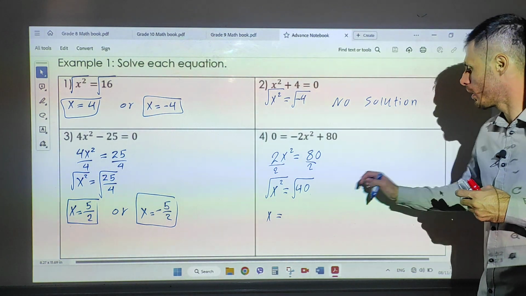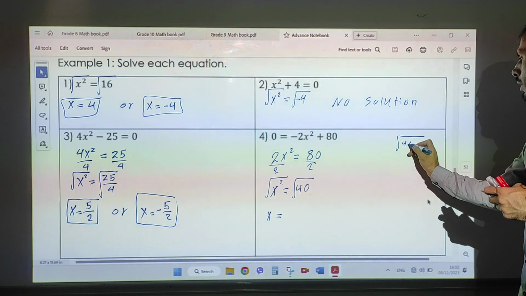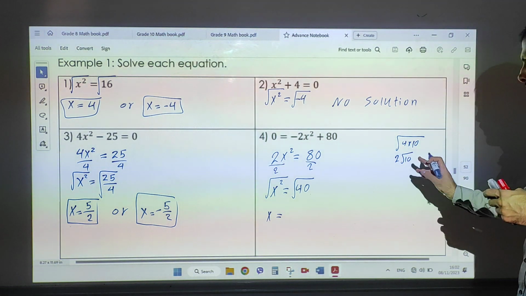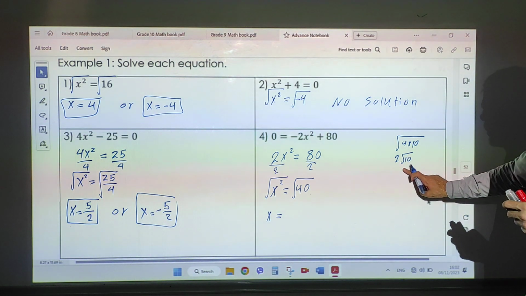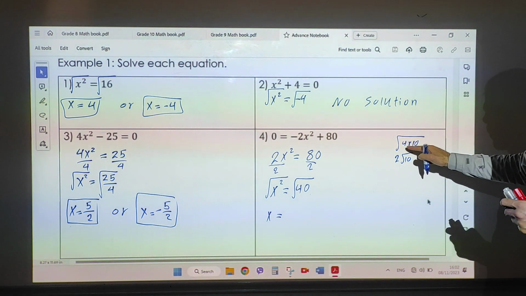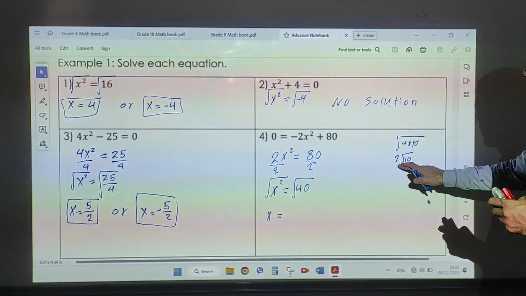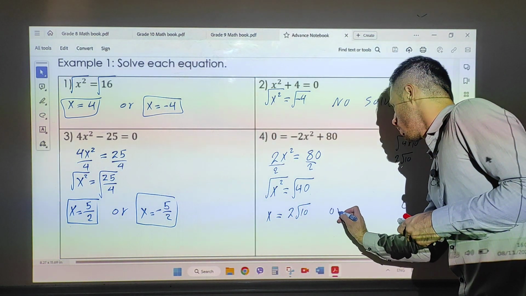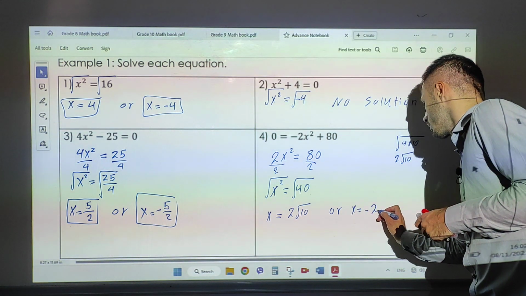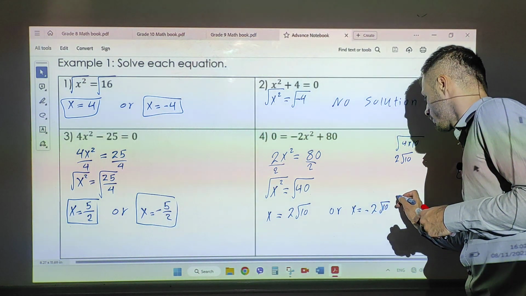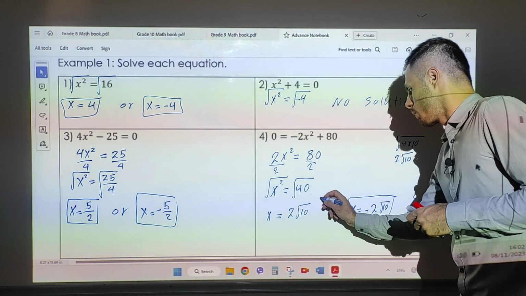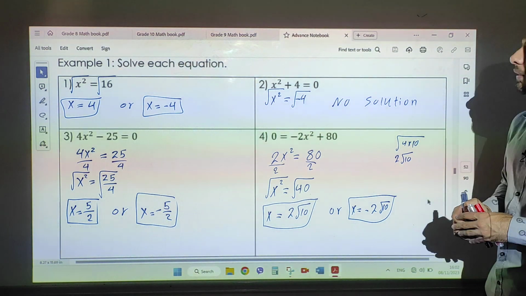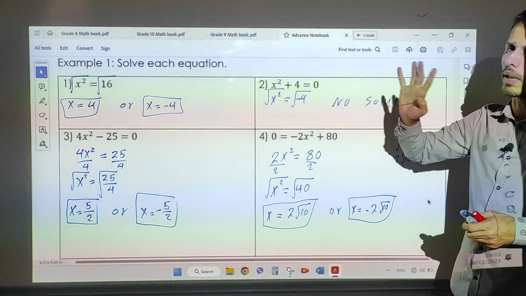Or to simplify 40, we know that it came from 4 multiplied by 10, and we can take the square root of 4 out. It will be 2 square root of 10. This one is the most common and more important to know. The simplest form of square root of 40 is 2 square root of 10. It means x equals 2 square root of 10, or x equals negative 2 square root of 10. For these 4 questions that we studied now, we learned how to solve when we have only x power 2 and a number.